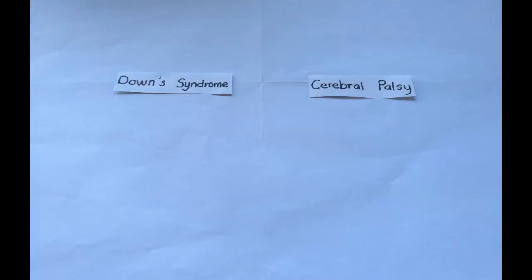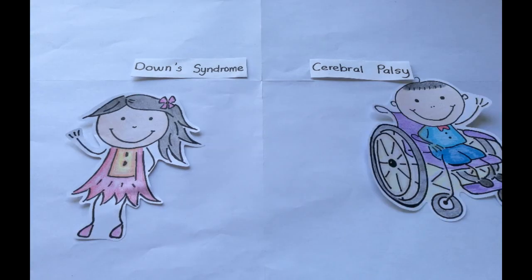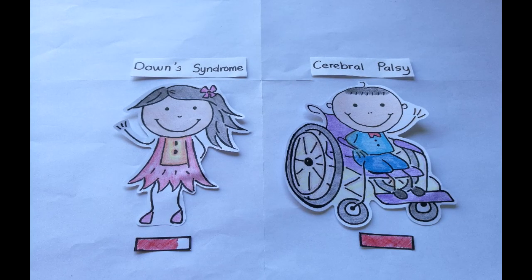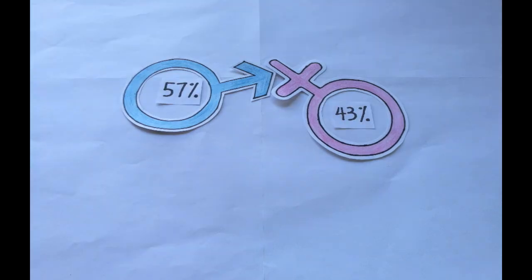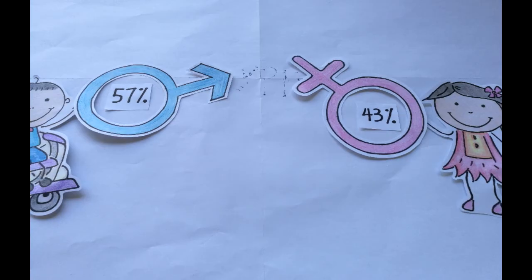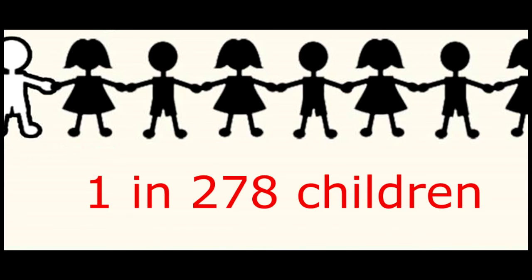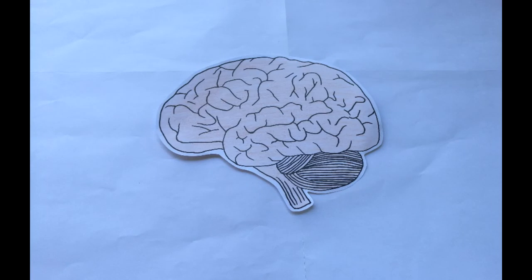Unlike Down syndrome, cerebral palsy does not affect an individual's lifespan. Cerebral palsy is more common among boys than among girls. Statistics show that 1 out of 278 children in Malaysia have cerebral palsy. There are different types of cerebral palsy depending on what part of the brain is affected.